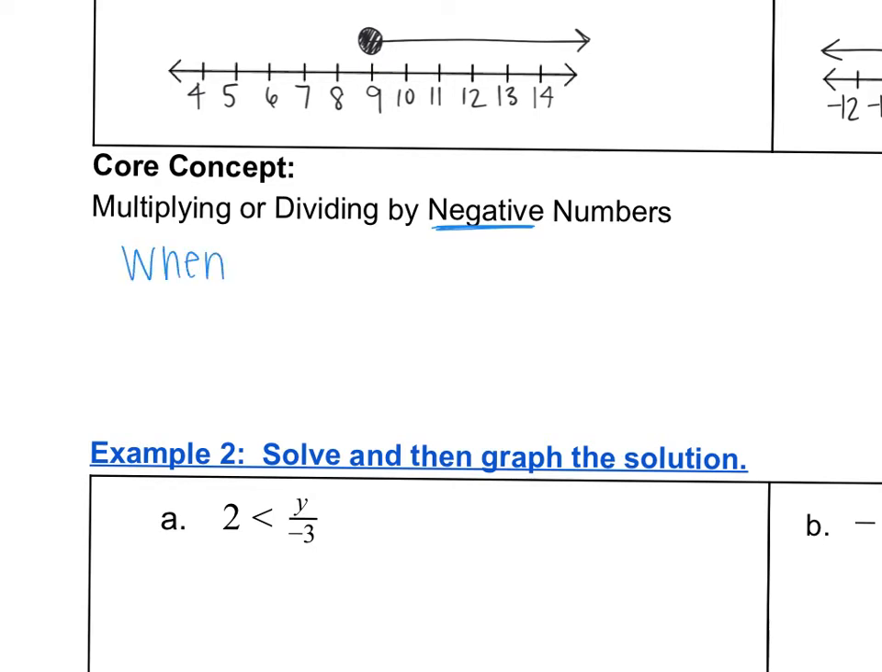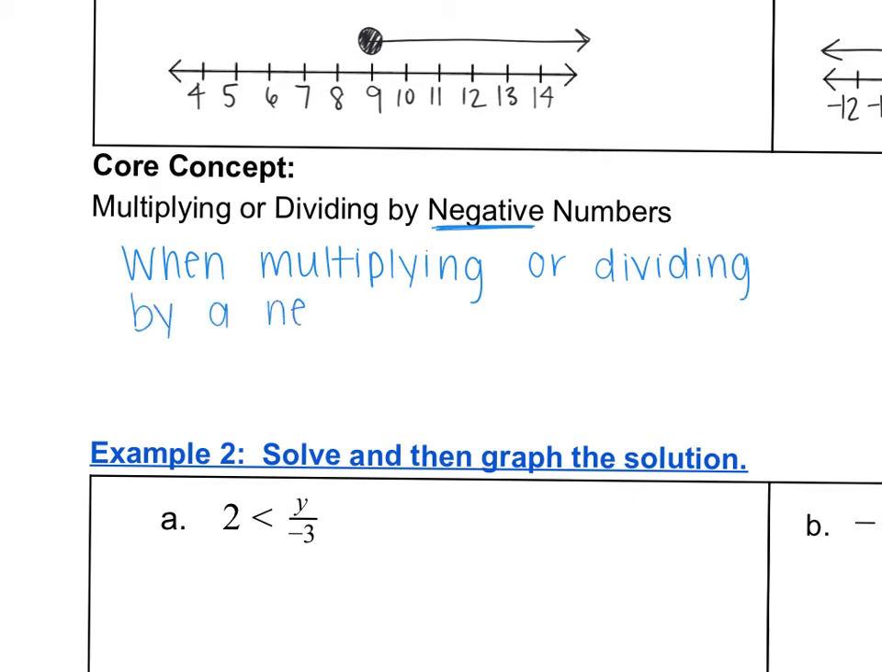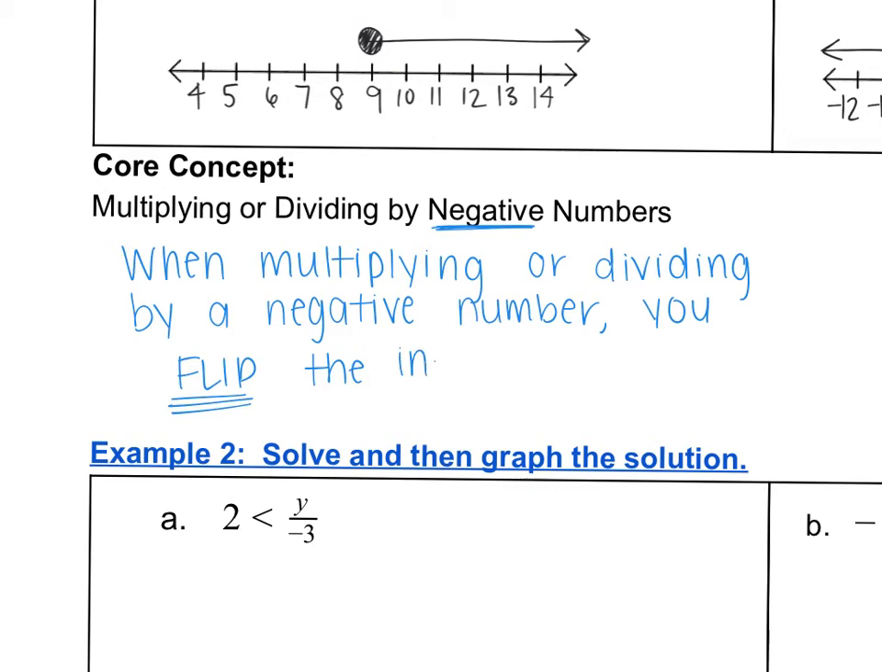When multiplying or dividing by a negative number, you flip, I'm going to write it in all caps and underline it, the inequality symbol.